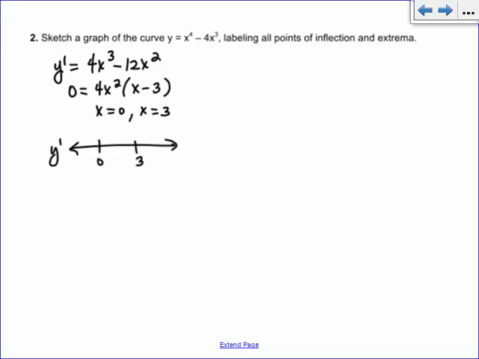So when you find y prime, you should get 4x cubed minus 12x squared, which factors by pulling out a 4x squared. So you have 4x squared times x minus 3. So you get critical values of 0 and 3.